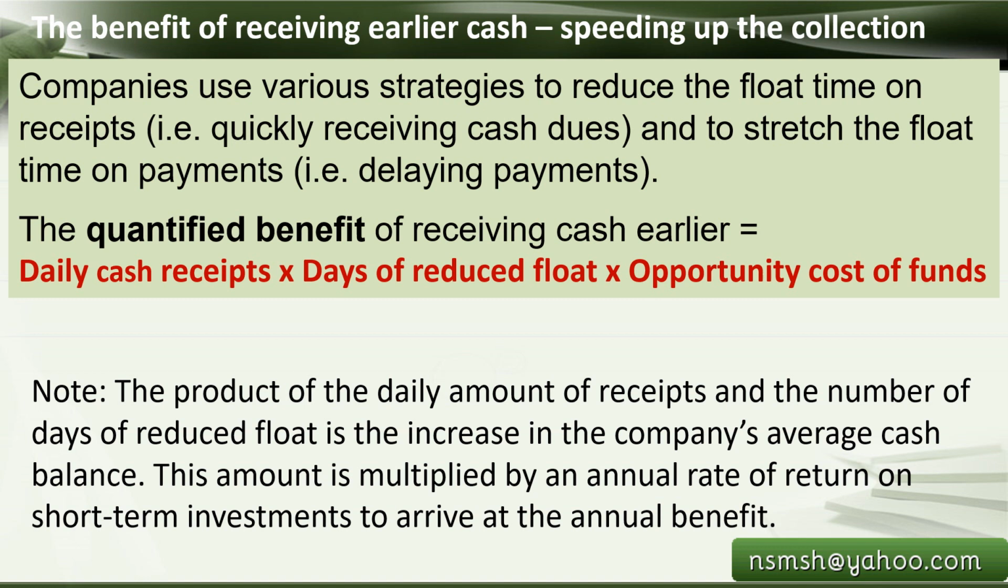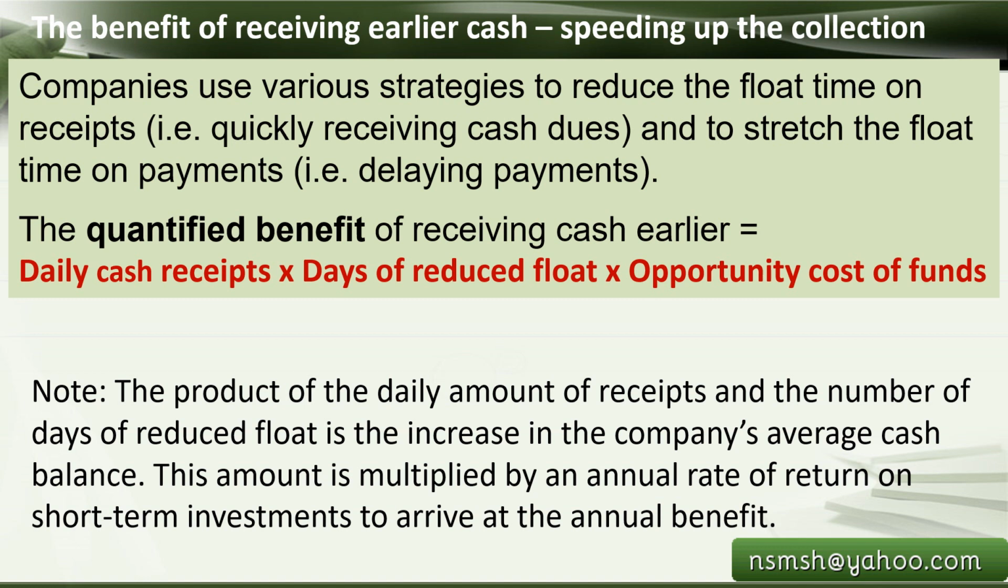the number of days of reduced float, multiplied by the opportunity cost of funds. So the benefit is given by the opportunity cost of funds that we generate by multiplying the daily cash receipt by the days of reduced float. So this way we can calculate that.